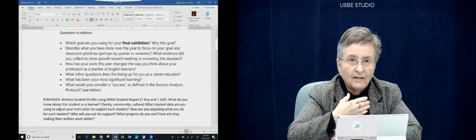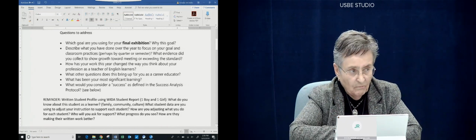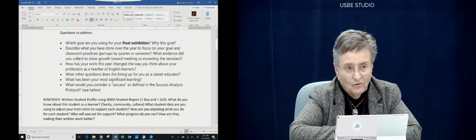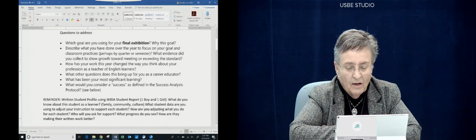And remember, you're protecting the identity. This is kind of a research inquiry process. So you're not going to name the student. You can do the initials. How are you adjusting what you do for each student? Who will you ask for support?